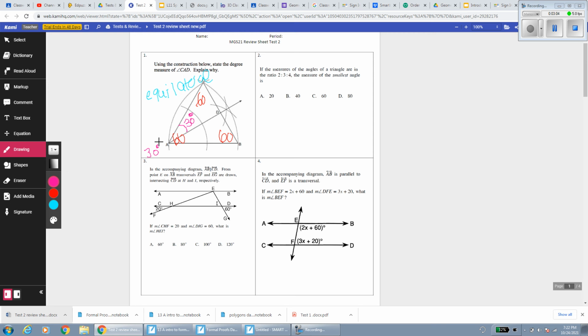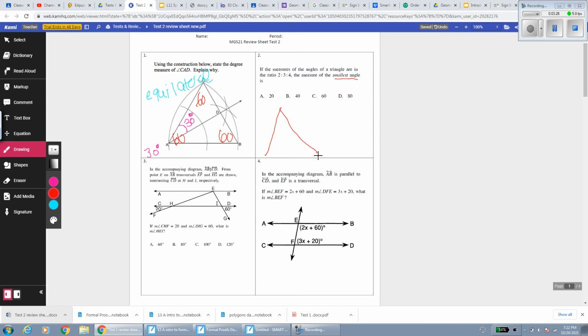In question number 2, it tells us that the measures of the angles of a triangle are in the ratio 2 to 3 to 4. And it's asking us for the measurement of the smallest angle. So let me underline that, the smallest angle. So in questions where they're talking about a triangle or some other shape and you don't see a picture, a really good idea is to draw your own picture.